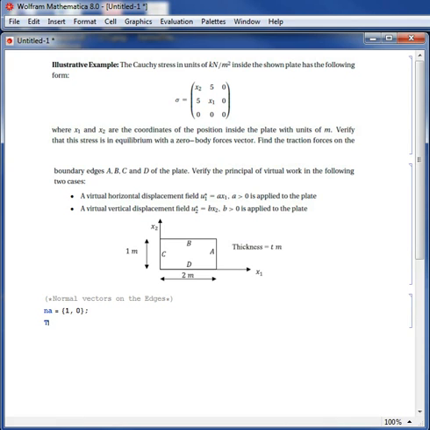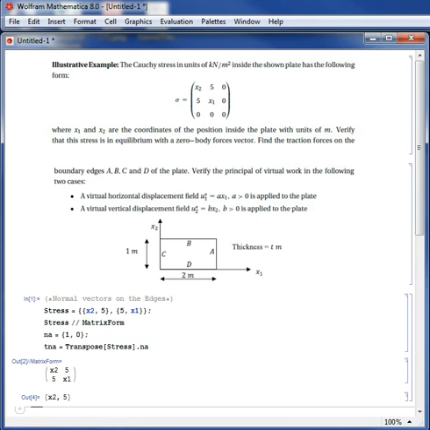The traction vector on NA is equal to the transpose of the stress matrix multiplied by NA. We're only going to use the two-dimensional stress matrix. So the stress in matrix form has the form x2, 5, 5, x1, and the normal vector on edge A is 1, 0.